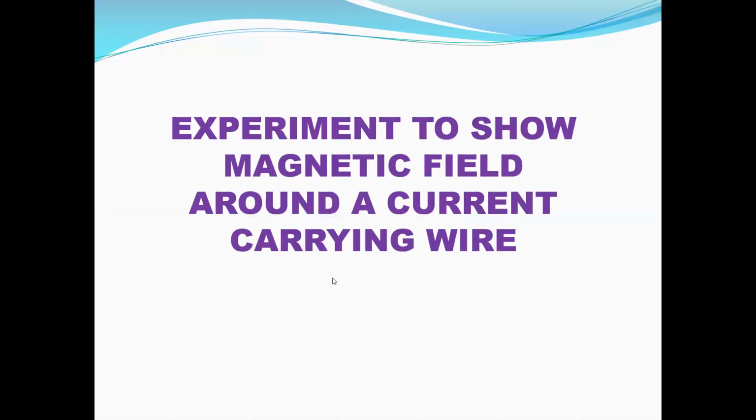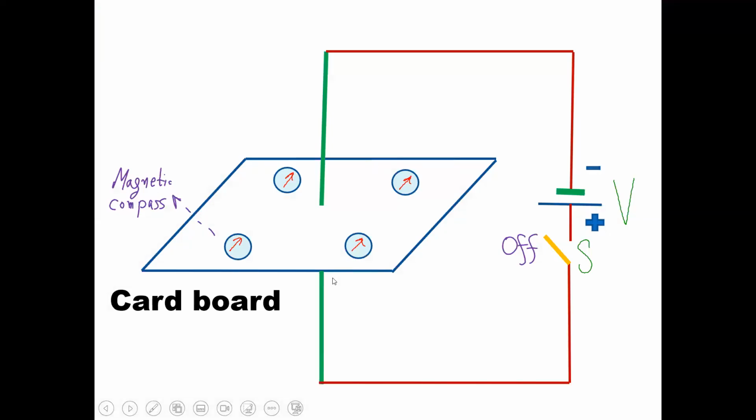Okay, good. The heading is there: experiment to show magnetic field around a current carrying conductor. Now, I have an apparatus. I have placed magnetic compass on cardboard and I have connected it with a circuit. Presently, the switch is off. Look at the direction of the magnetic compasses. They all are in the direction of earth magnetic field. Please look at the diagram. No need to copy this diagram because it's the first part of the trial experiment.